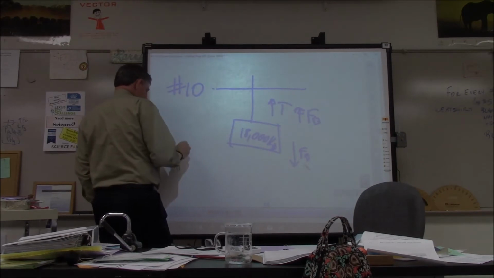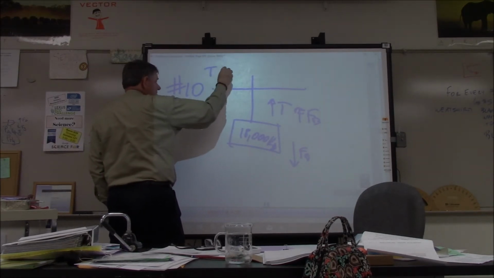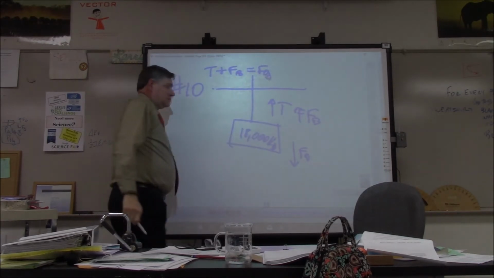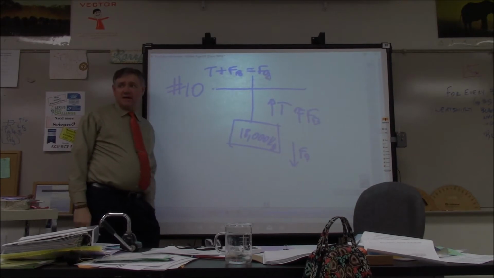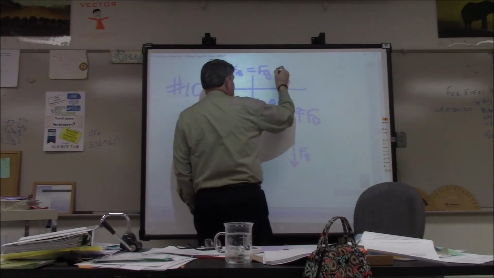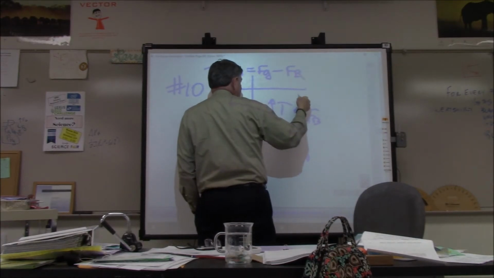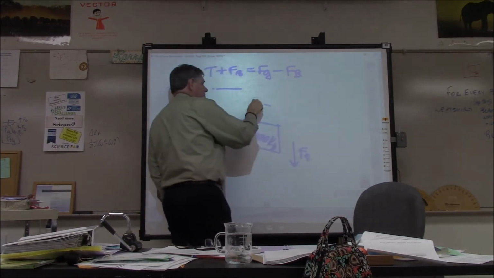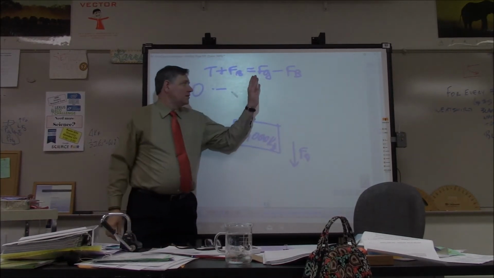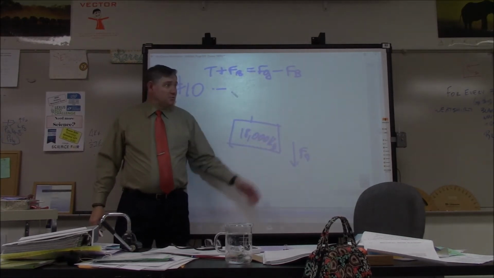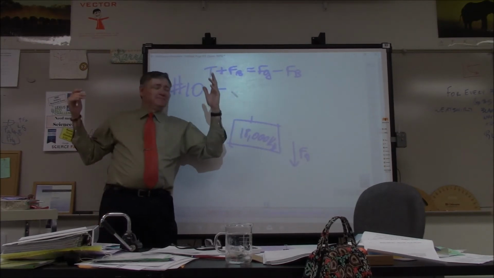So here's what you've got. Your tension plus your buoyant force has to equal the weight of the plate, right? That's what has to happen. What are you trying to solve for? Tension. So I want to move this over, so I'm going to go minus FB. So the gravitational force has to be bigger than the buoyancy force. Because if the buoyancy force was bigger, what would happen? You wouldn't need the tension.